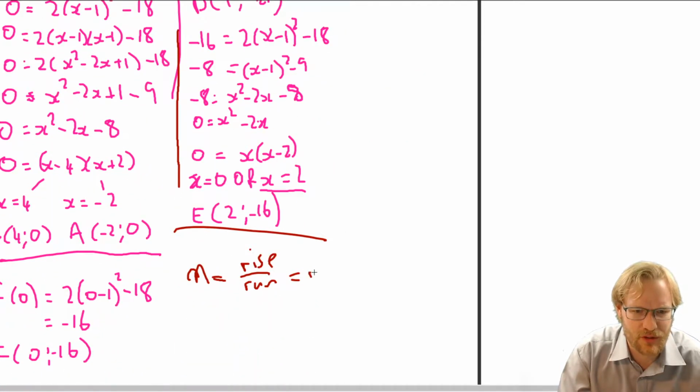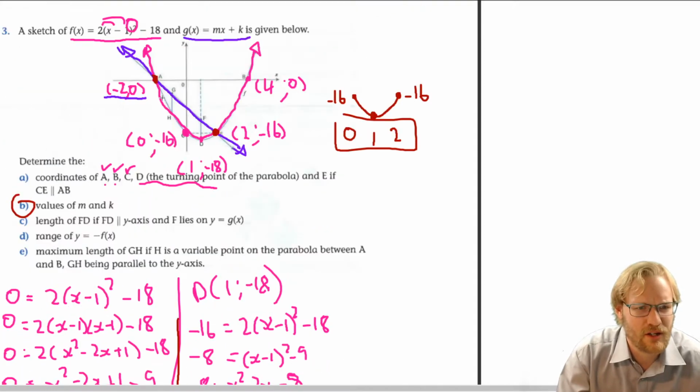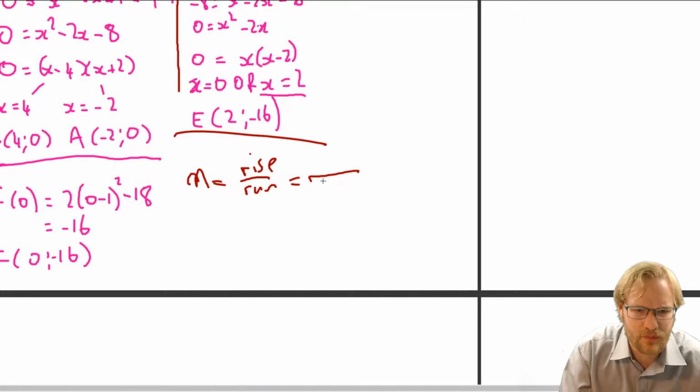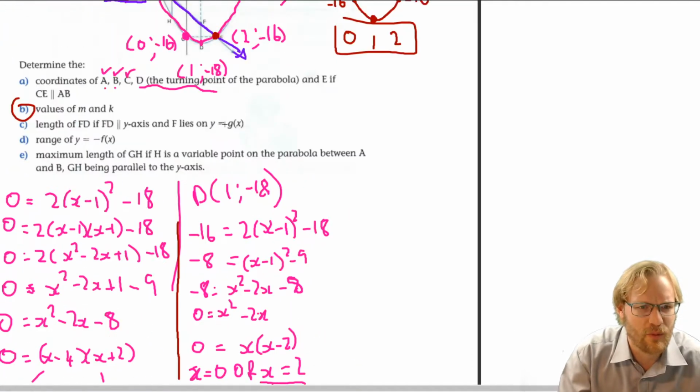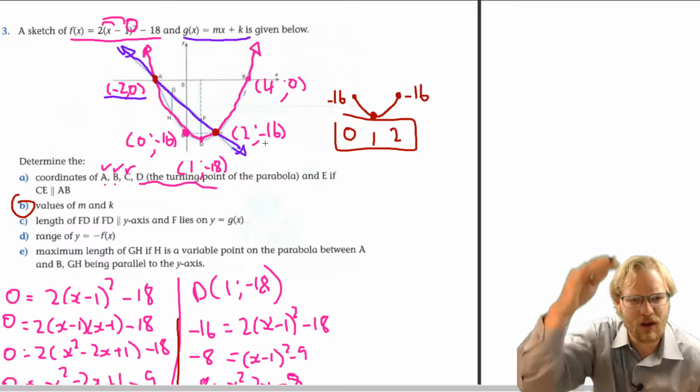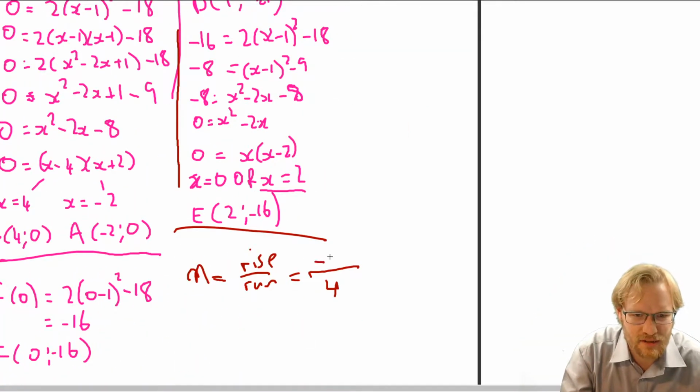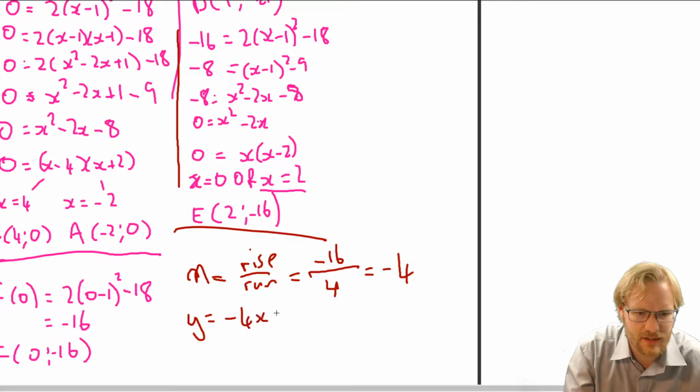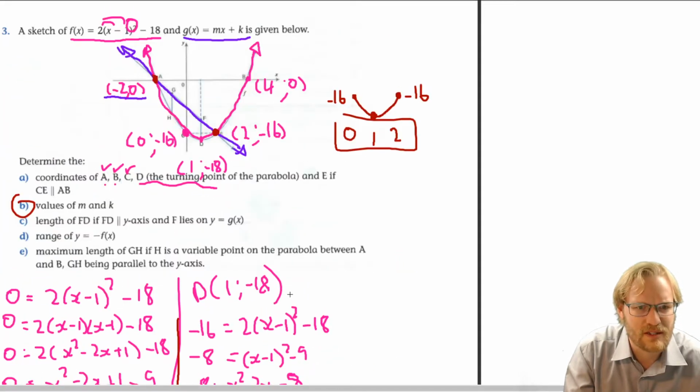I'm going to start with the run. So if we're running, we're going from minus 2 to 2. So we're going across by 4. And how far are we rising? We're going from 0 down to minus 16. So we're rising by negative 16. So we've got negative 16 over 4, negative 4. So y equals minus 4x plus, I said plus k.